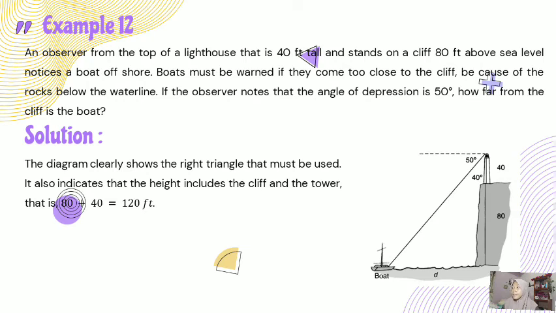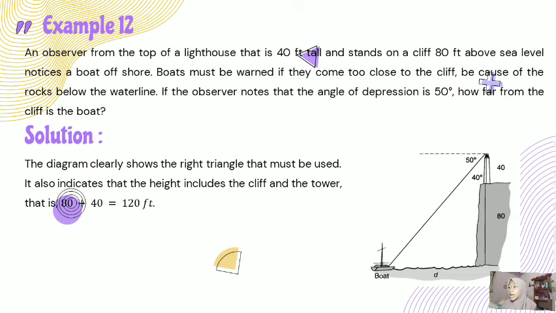In the last example, example 12, an observer from the top of a lighthouse that is 40 feet tall and stands on a cliff 80 feet above sea level notices a boat offshore. Boats must be warned if they come too close to the cliff because of the rocks below the waterline. If they observe that the angle of depression is 50 degrees, how far from the cliff is the boat?